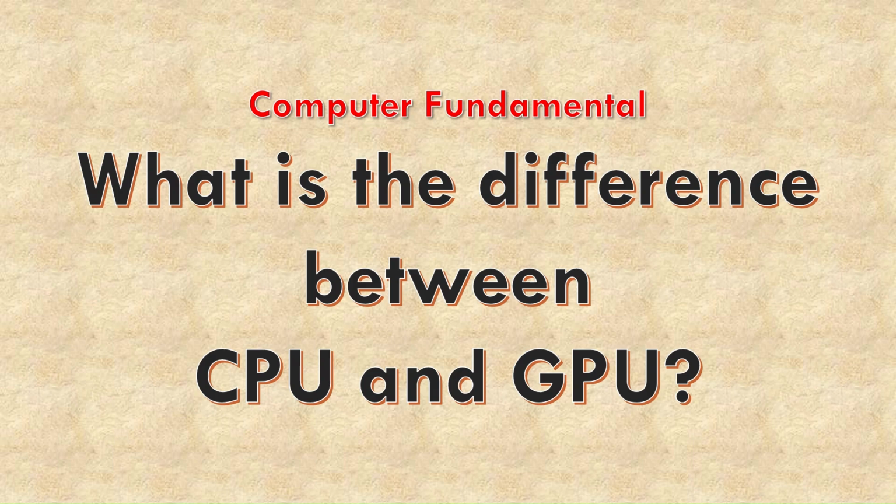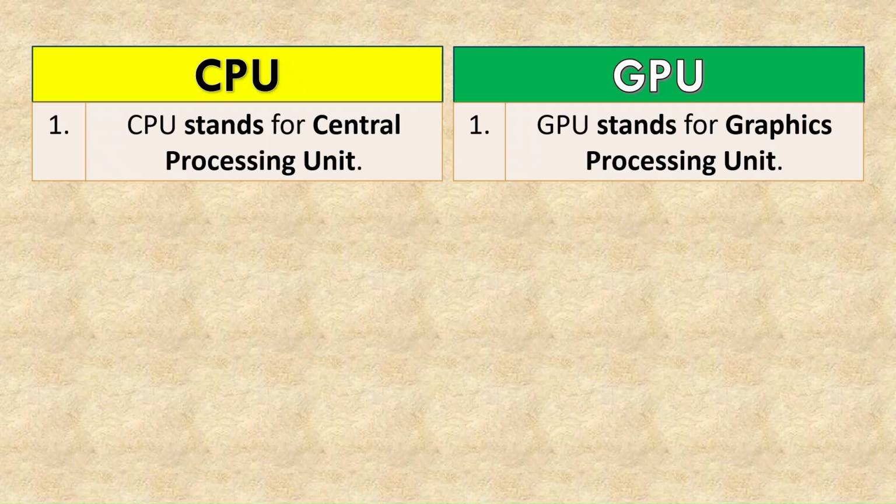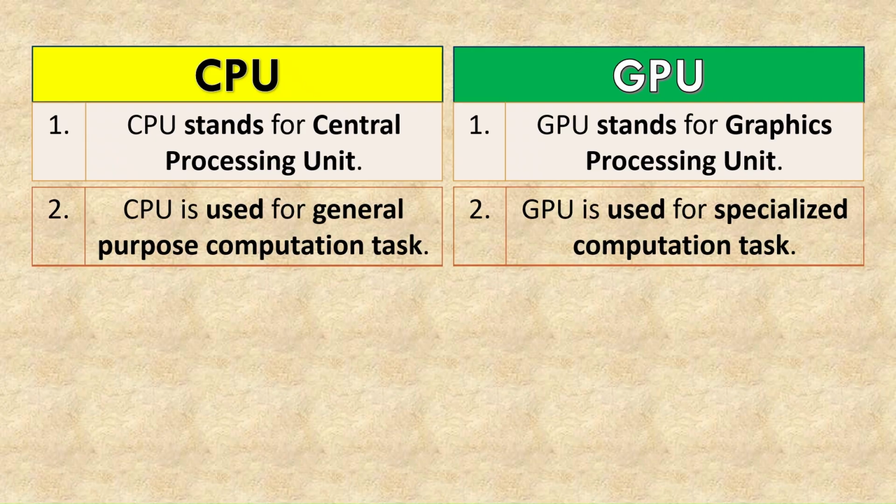In this video, we will discuss the difference between CPU and GPU. CPU stands for Central Processing Unit. GPU stands for Graphics Processing Unit. CPU is used for general-purpose computation tasks. GPU is used for specialized computation tasks.